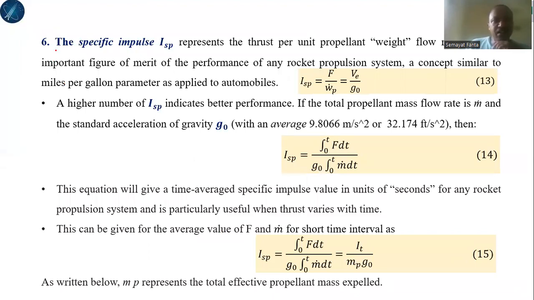Another important term is specific impulse, which represents thrust per unit propellant weight flow rate. The specific impulse is equal to thrust over weight flow rate, or it is the effective exit velocity over G naught. So this is the specific impulse. How can we get the specific impulse? This is the mathematical approach.